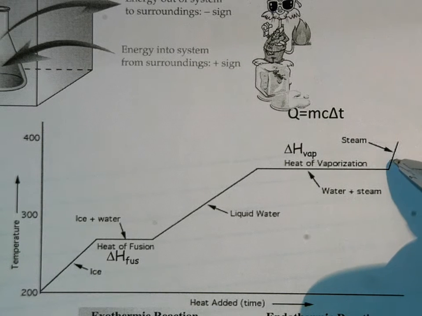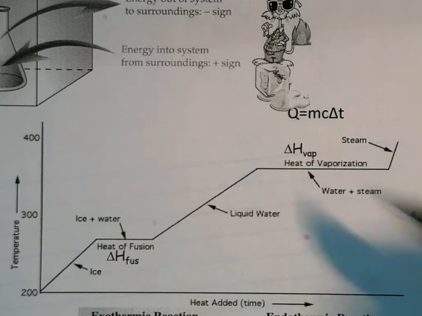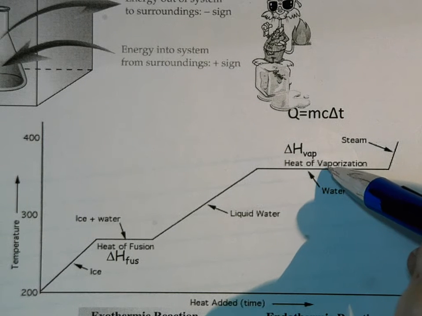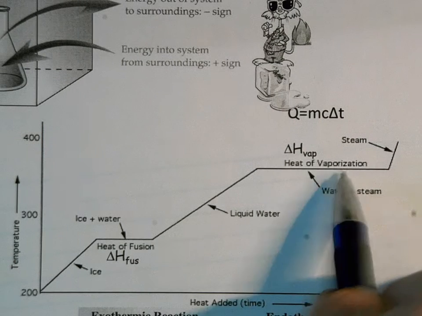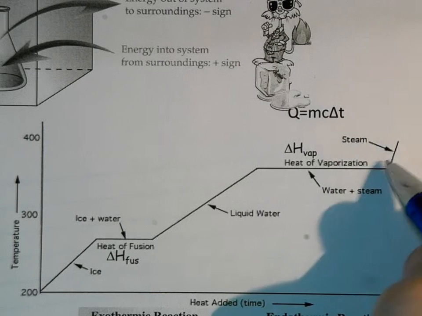So if you stick a thermometer into boiling water, it'll be 100 degrees Celsius. If you raise it up a little bit into just where the steam is, you might have a little bit higher than 100 degrees, because steam can exist higher than 100 degrees Celsius.